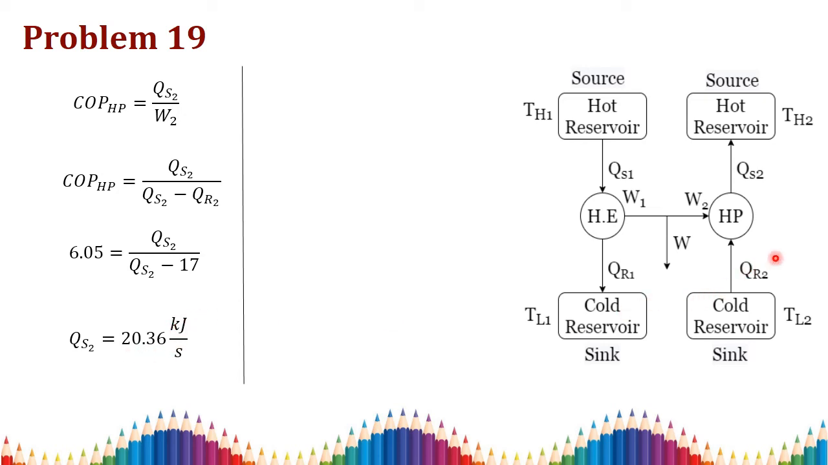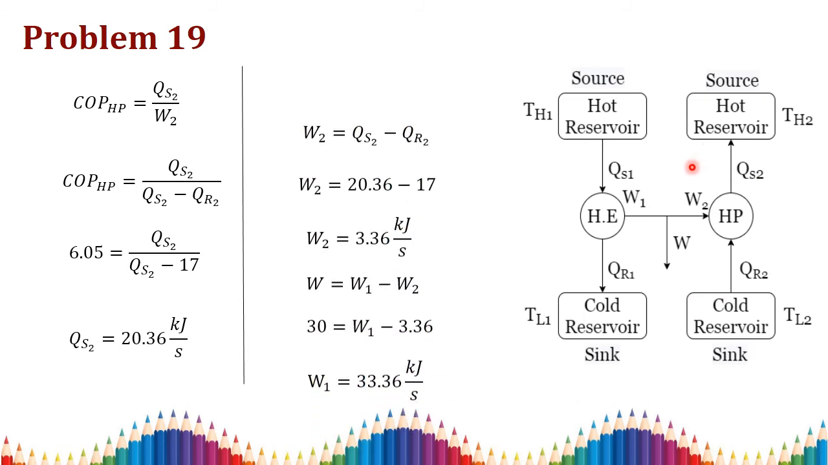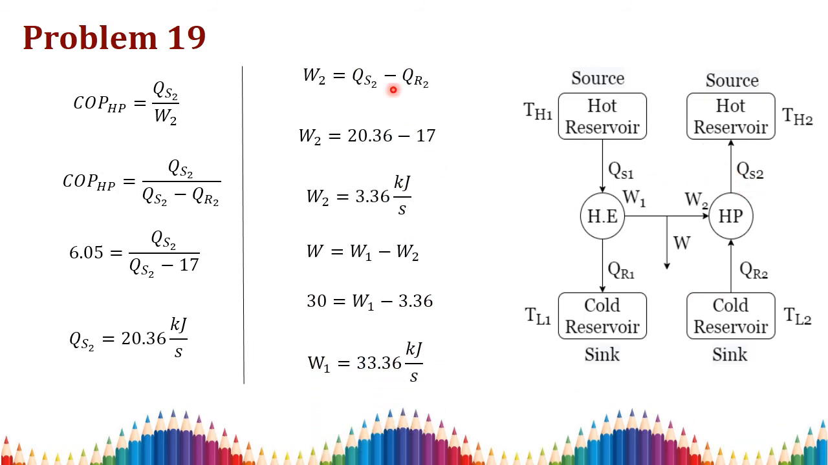If you know QR2 and QS2, then we can find W2. W2 is equal to QS2 minus QR2. Substituting those values, W2 is equal to 3.36 kilojoule per second. If you know W2 and W, then we can find W1. As we know, W1 is equal to W plus W2, or otherwise W is equal to W1 minus W2. Here W is given as 30 in the problem, and W2 is 3.36. Then W1 is equal to 33.36 kilojoule per second.